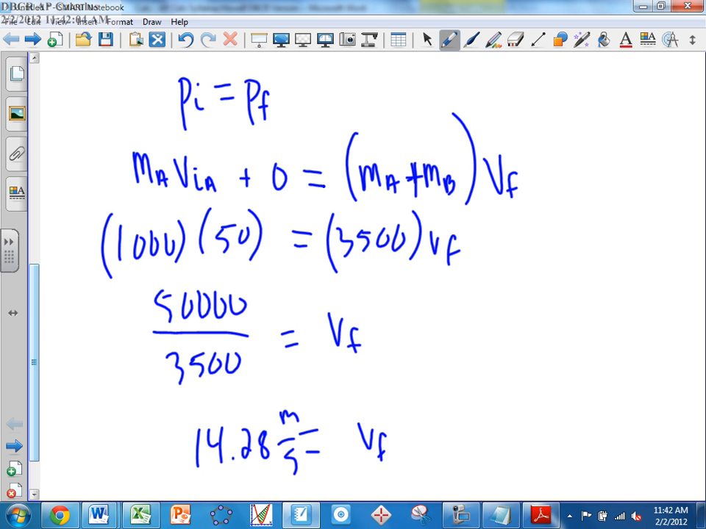Okay, agree with that number? Yeah. Now, the question is this. That's great, we got our velocity afterwards. But how much energy was used? So let's look at energy. We know from inelastic collisions that energy before is equal to the energy after plus some Q.